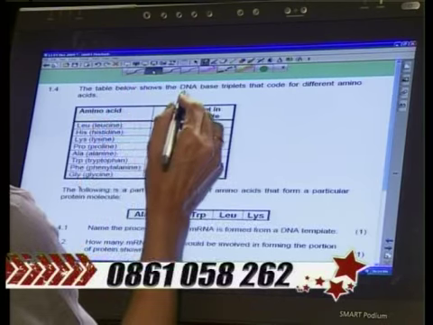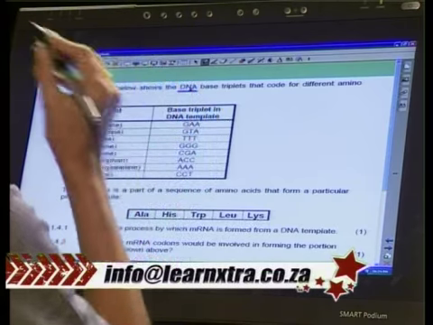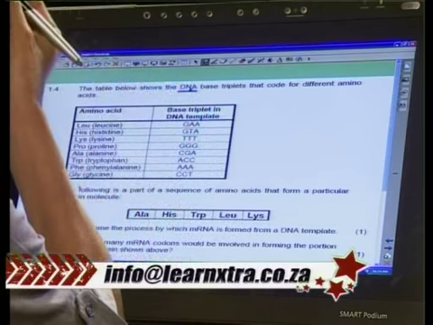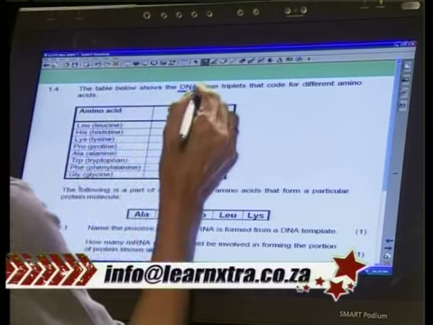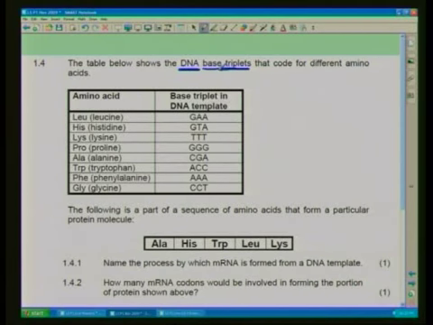All right. Okay, yes. Let's look at question 1.4. The table below shows the DNA. So let's underline. You always underline. You never ever go through a question without a pen in your hand, okay? So, DNA-based triplets that code for different amino acids.